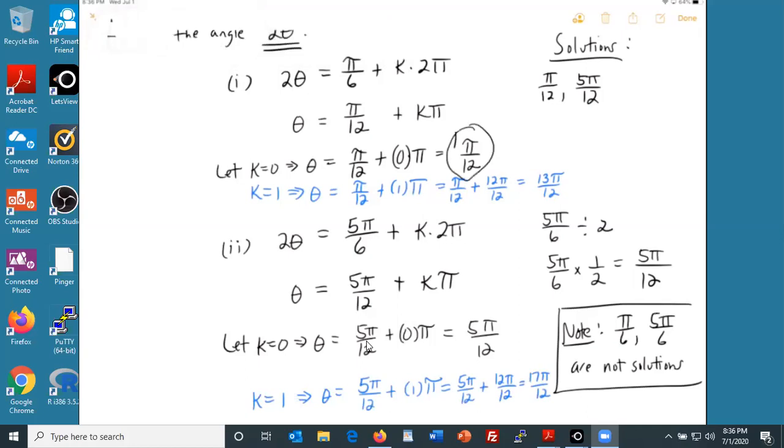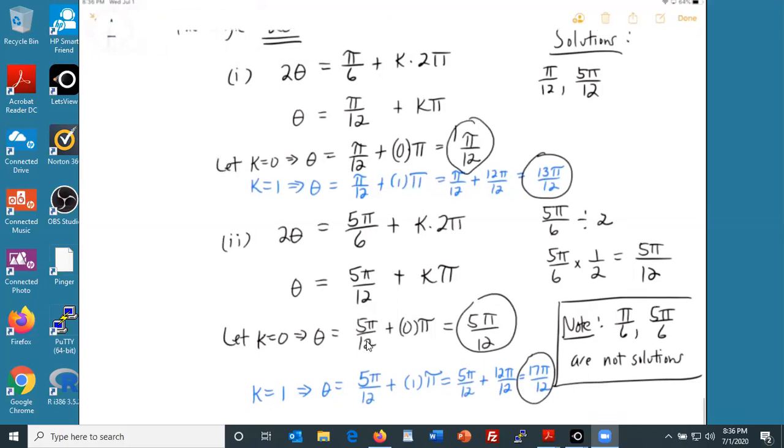So my solutions are these four values. But notice the pi over 6 and the 5 pi over 6, they are not solutions, but they were needed to get these solutions, okay? So you plug them into the general form, but then they change when you divide by the 2 with the 2 theta. So that's why pi over 6 is not a solution. It gets divided by 2, and it became that pi over 12. Okay, so in case you're wondering what the heck happened to pi over 6 and 5 pi over 6, I moved too quick on that one.